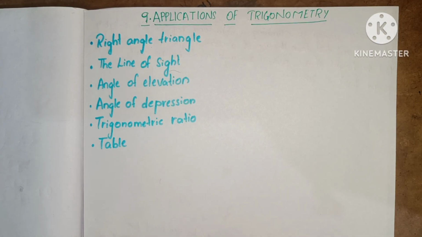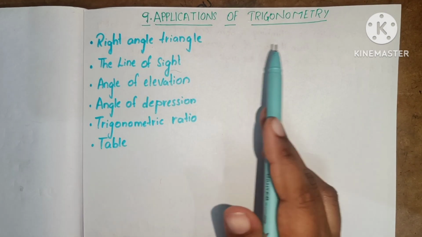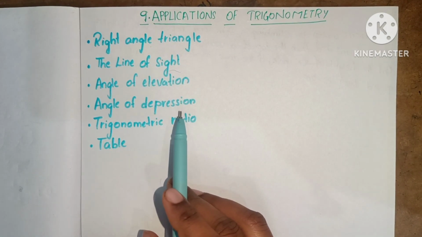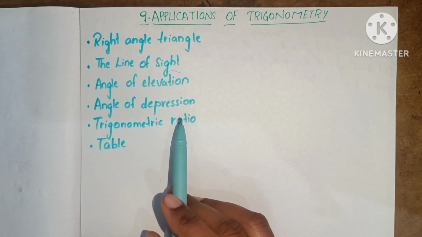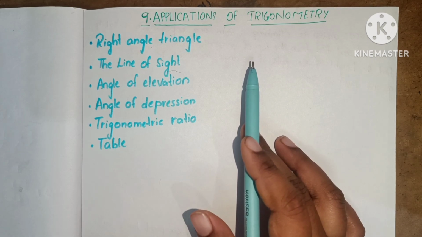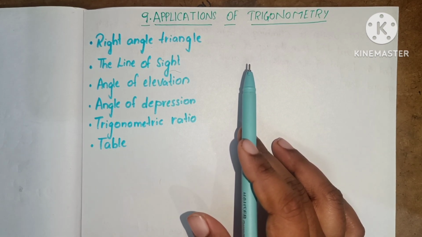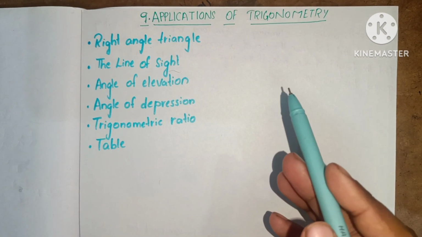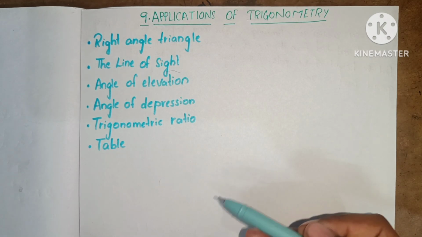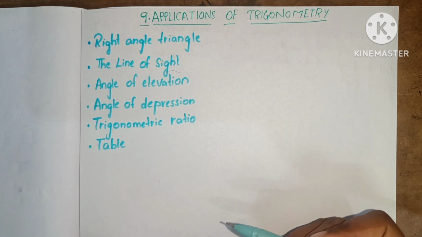Here today I am going to explain the 9th chapter, application of trigonometry, of 10th class. This is the CBSE syllabus and also the SSC AP syllabus. In the previous class I explained the trigonometry topic, right? Now where you will apply the trigonometric ratios, where you will use them, this is all we are going to learn in this video.